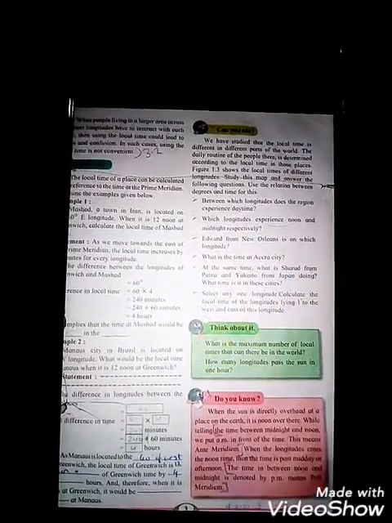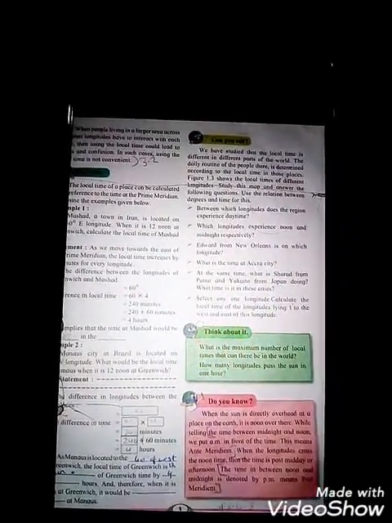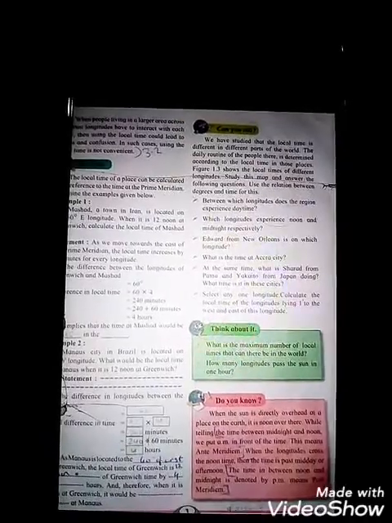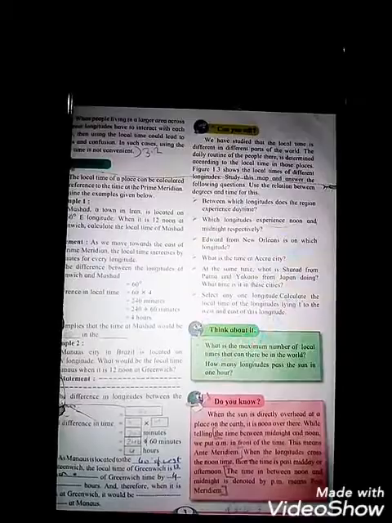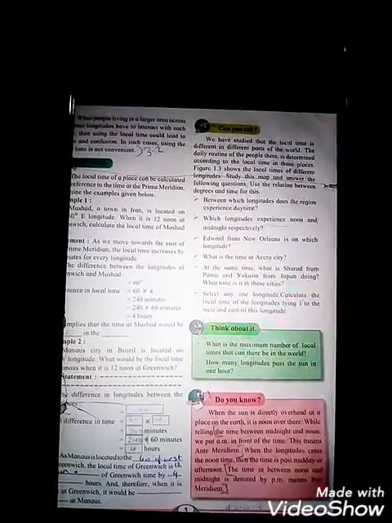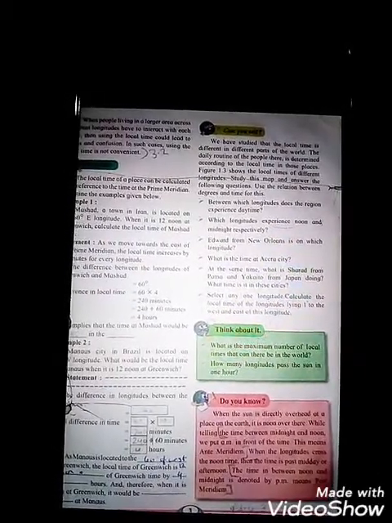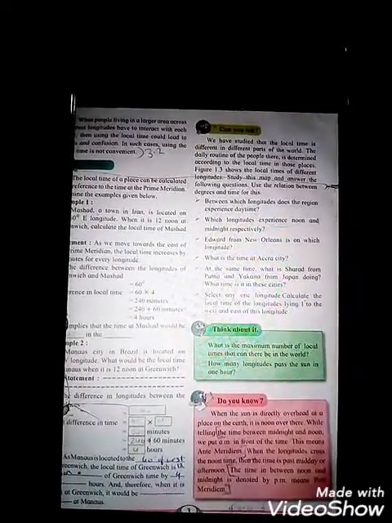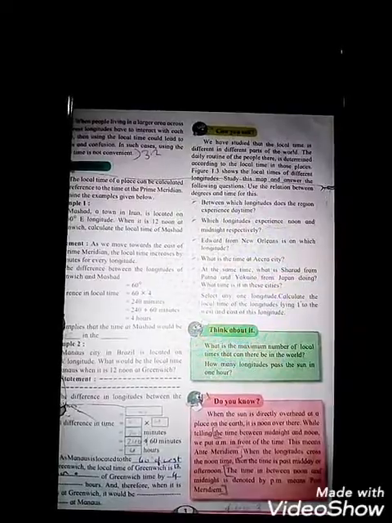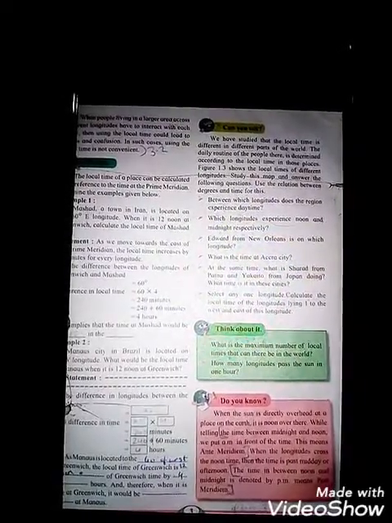First one: between which longitudes does the region experience daytime? That means the region between 90° west and 90° east in the figure experiences daytime. Okay, what is next? Which longitudes experience noon and midnight respectively?